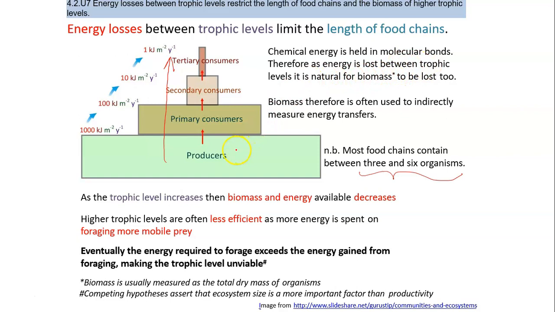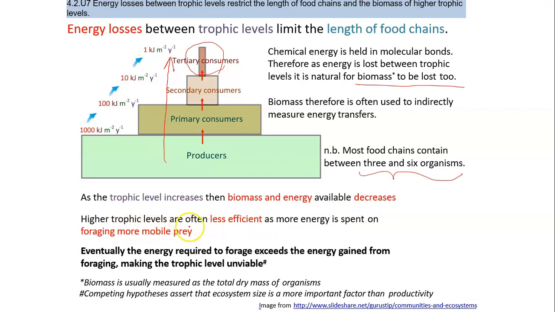this energy will be lost, 90% at each trophic level, and also the biomass will be lost too. That's why we draw the energy pyramid at the end, because the energy will be lost and also the biomass. The biomass relates to the organism. So we don't have a large amount of biomass at the end of the pyramid of energy. So as the trophic level increases, the biomass and energy decrease.